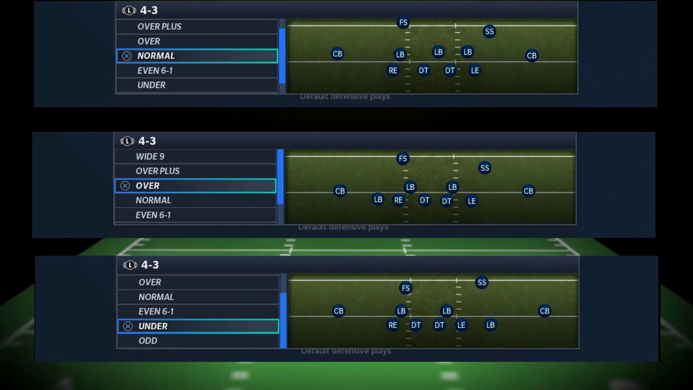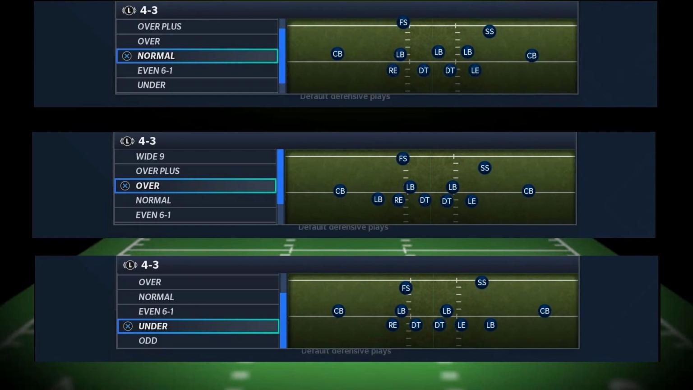Now the best runs against the 4-3 under would be anything that says inside zone weak. Right. If it says inside zone weak, run that play. Anytime you see a person in 4-3 under, come out in a formation called weak formation. So if you have a weak formation, and a person's constantly running 4-3 under or 3-4 under, run to the left, right? If the inside zone play is called inside zone weak, run that play against 4-3 under, all right?